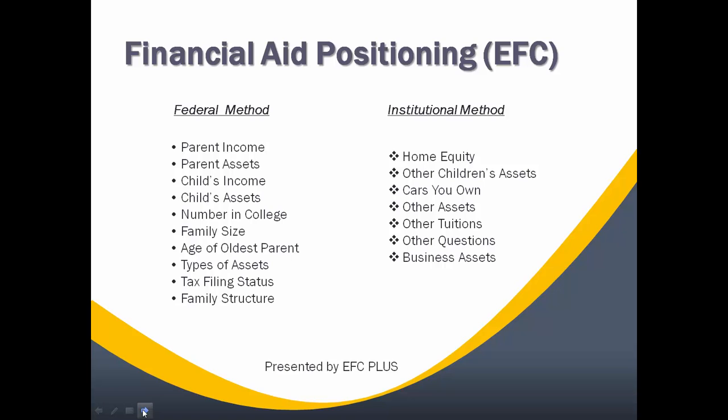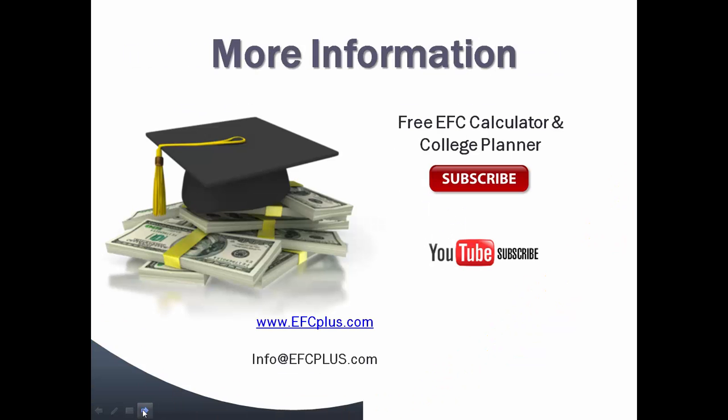You just need to understand that the federal number is public information. You'll be able to see that calculation. On the institutional side, that is not available. Our EFC Plus system does an estimation of both methods, both numbers, so you can at least get a ballpark of what you could expect at each of the schools. But again, it will vary school to school and is very difficult to estimate.